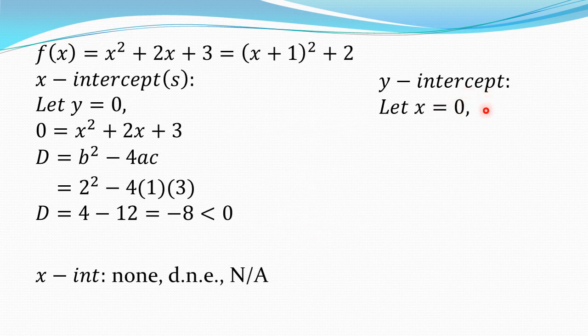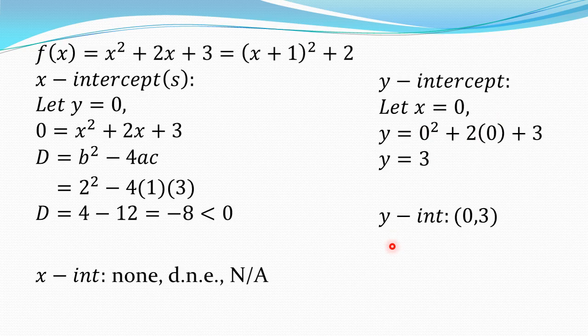So for the y-intercept, it's even easier than the x-intercept. Just let your x be equal to 0. So all the x's you turn into 0. So it's just y equals 0 squared plus 2 times 0 plus 3. This would be 0, 0, and it's just 3. So your y-intercept is x 0, y 3.